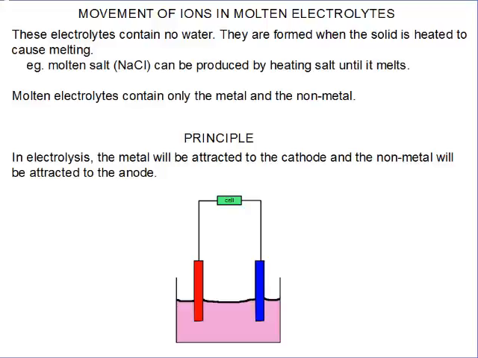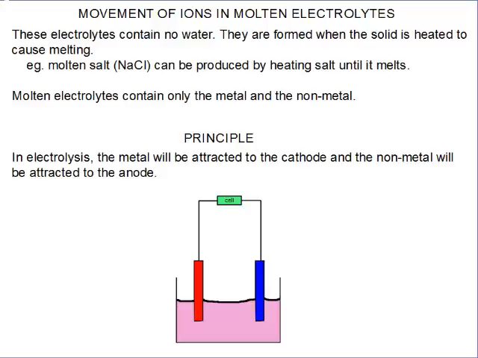As I stated earlier, a molten electrolyte is just when we heat up a solid for its bonds to break and then form a liquid. So we can get salt, we heat up the salt, and then the bonds in the solid salt are going to be broken, and then we get the salt in the liquid or molten state. These electrolytes do not contain water. They are formed when the solid is heated to cause melting.